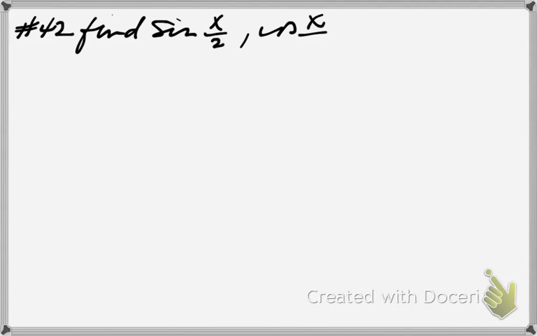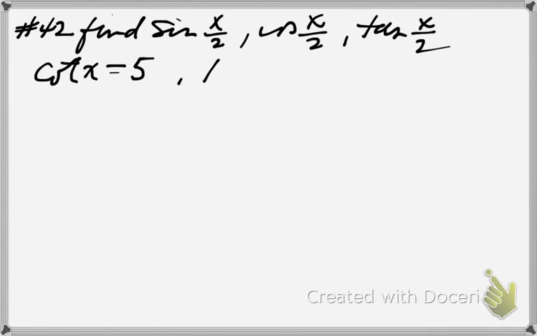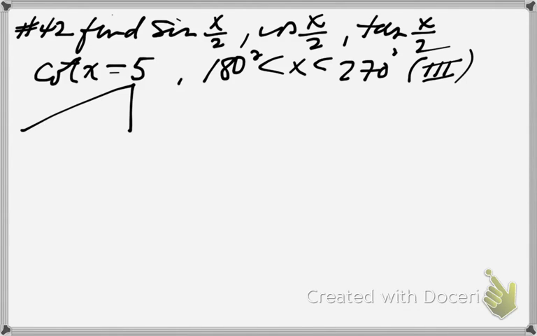Number 42, it's kind of a fun problem. We're just asked to find the half angles, sine of x over 2, cosine of x over 2, and tangent of x over 2, and we're told that the cotangent of x is equal to 5. We're also told that x is between 180 degrees and 270 degrees. So, given that, we know that the angle x is in the third quadrant.